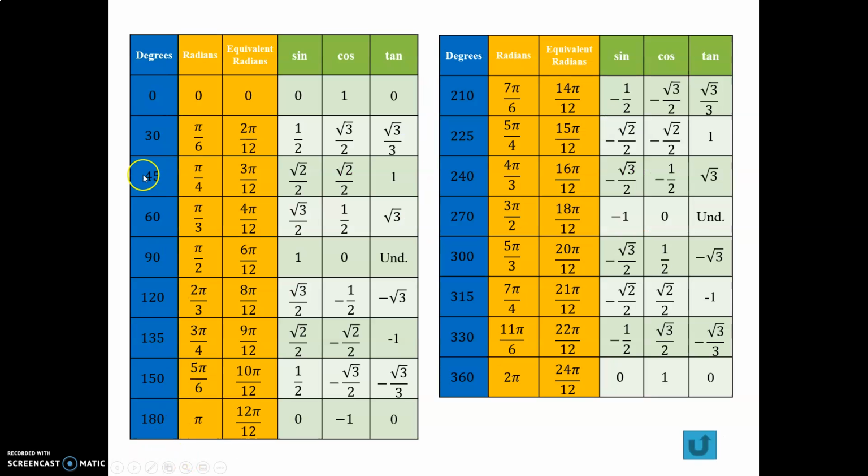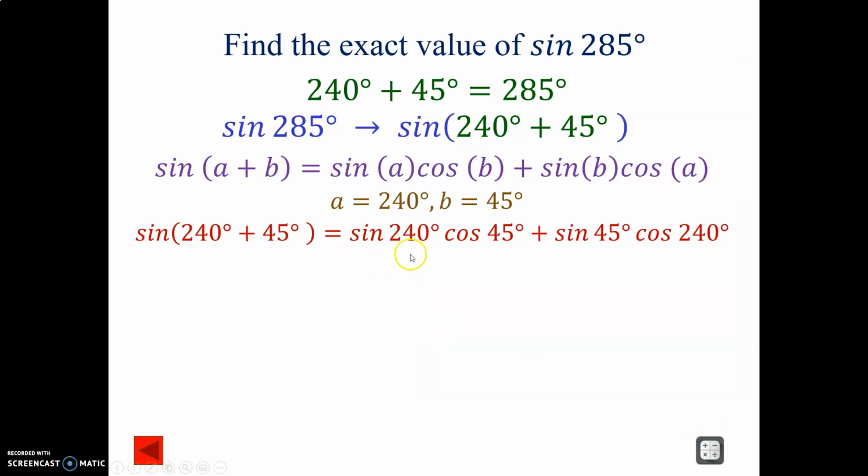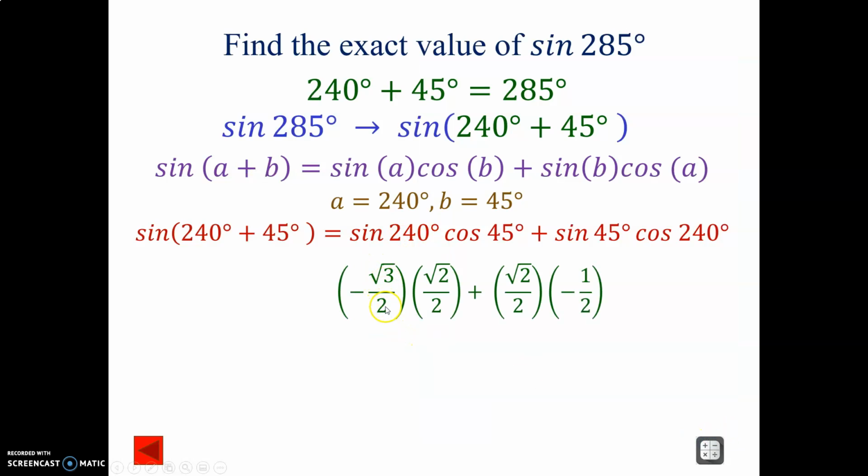So let's see what numbers we're working with. There's 45, so nothing but radical 2's over 2's. And 240, we're using negative radical 3 over 2 for sine and negative 1/2 for cosine. So those are the numbers we'll be applying. So let's see what we got. There's the sine 240, negative radical 3 over 2, cosine 45, radical 2 over 2, sine 45, radical 2 over 2, and cosine 240, negative 1/2. So let's just simplify.